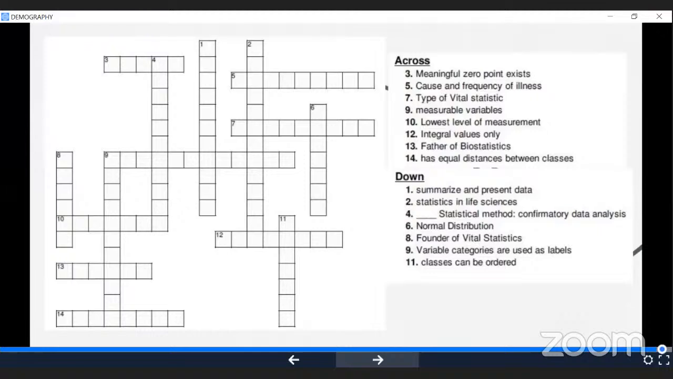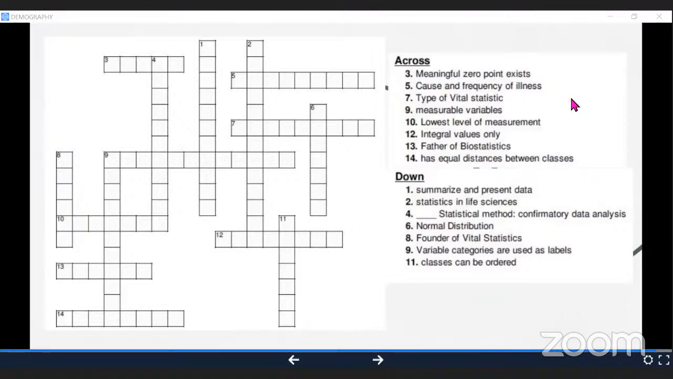Number 4 down, blank statistical method is a confirmatory data analysis. Inferential. That's correct. Number 5, cause and frequency of illness, 5 across. Morbidity. That's correct.